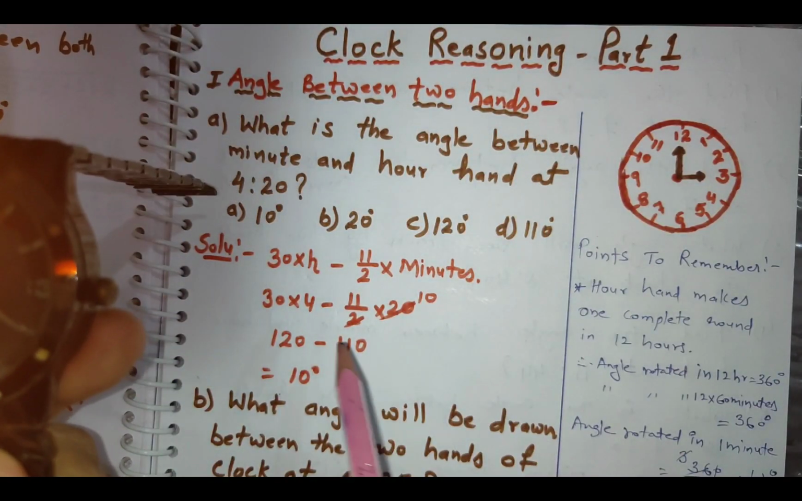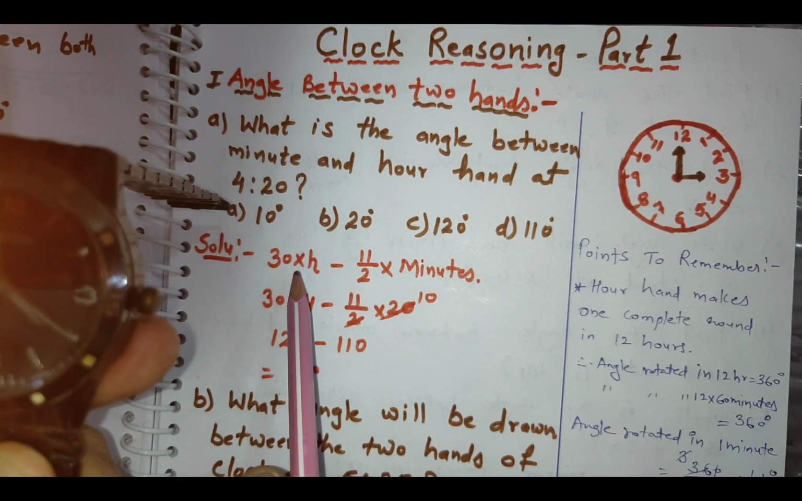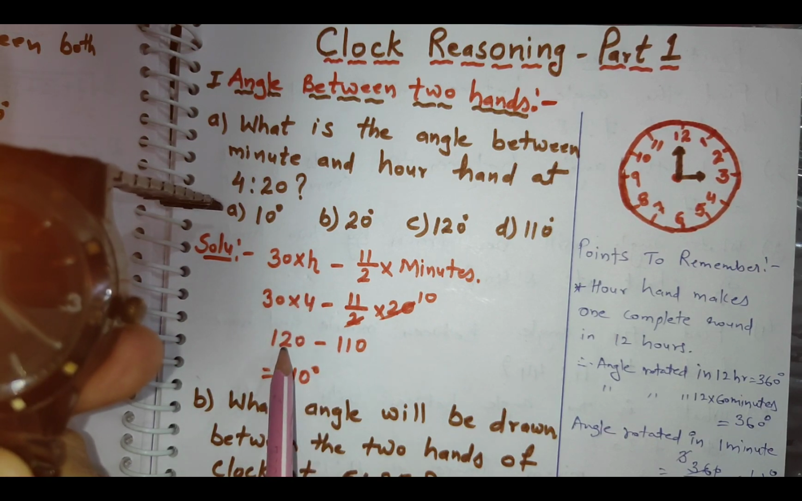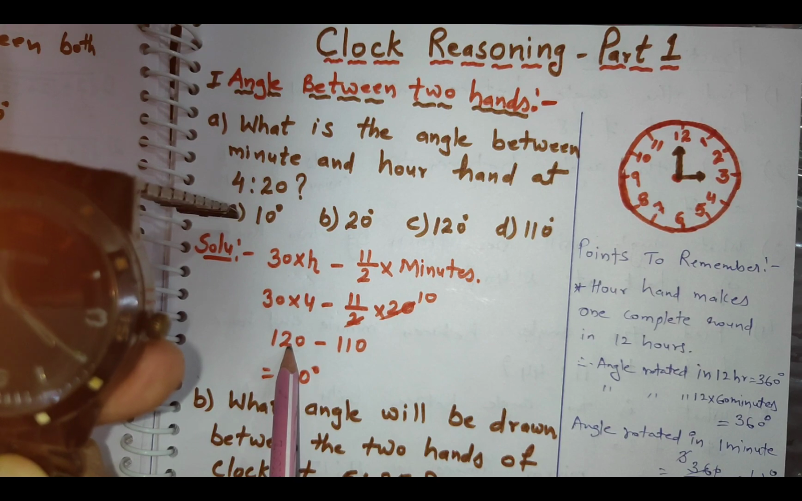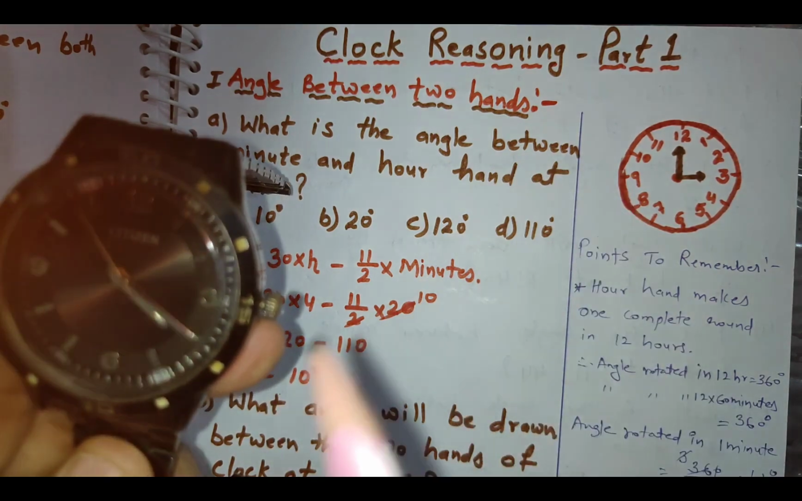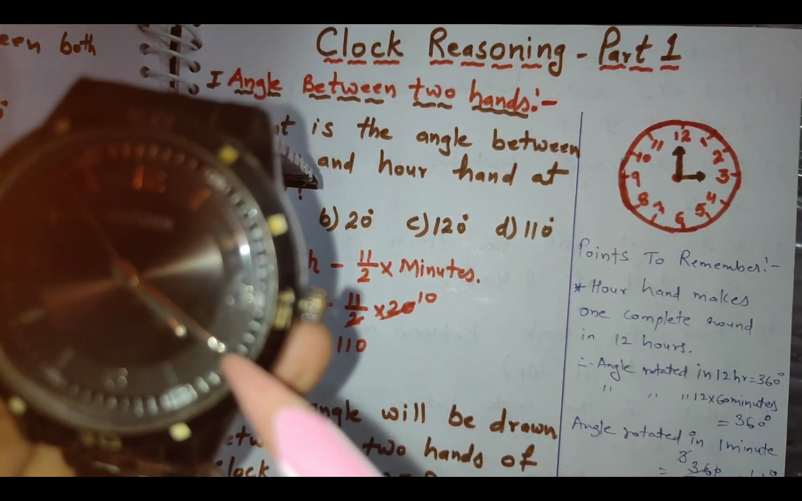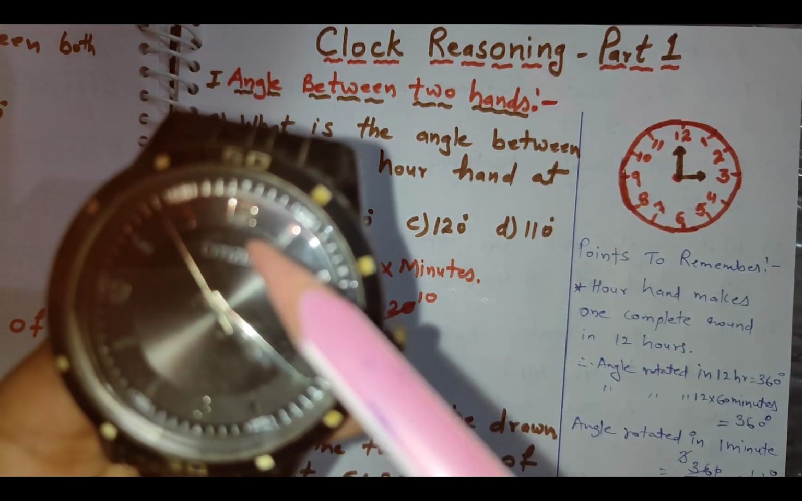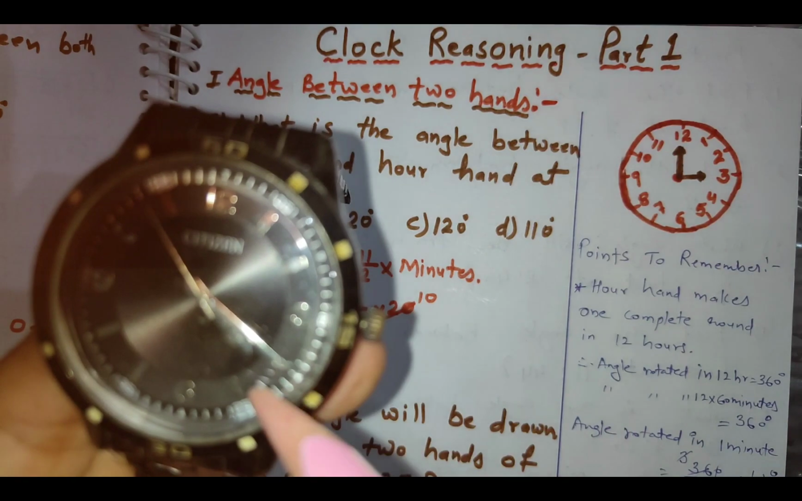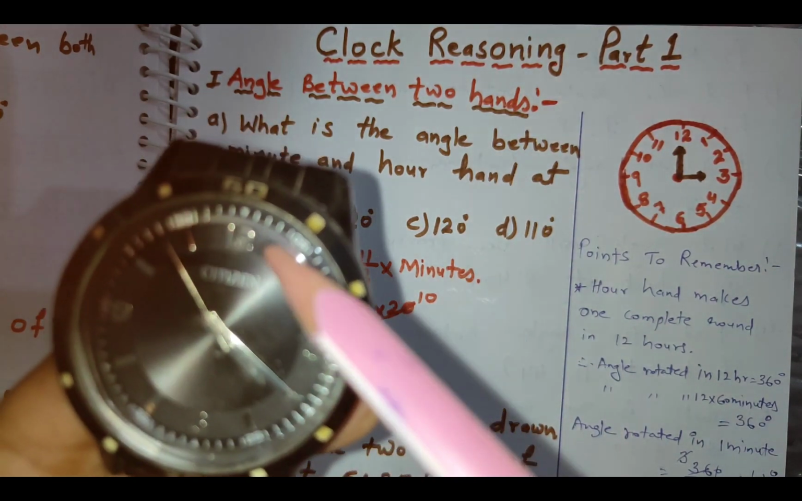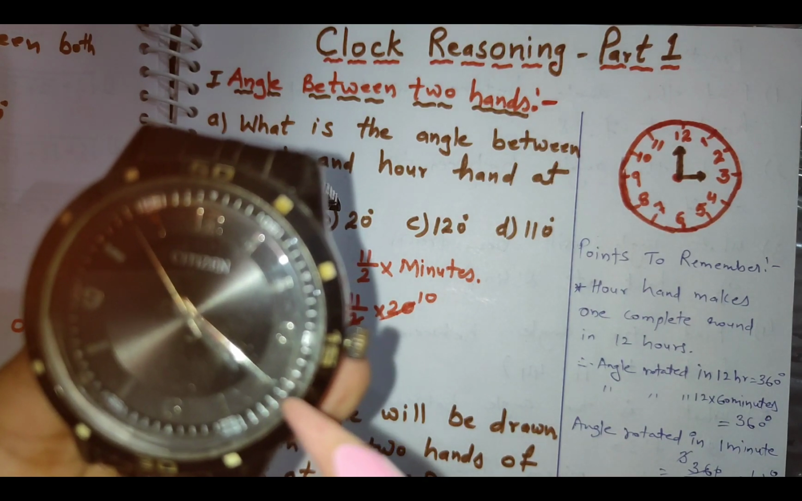So what is the simple idea? 30 into h, hour hand. That will be, it might have covered 120 degrees, right? But at the same time, the minute hand has also covered some distance. So what we need to find? Distance covered by the hour hand minus the distance covered by the minute hand.